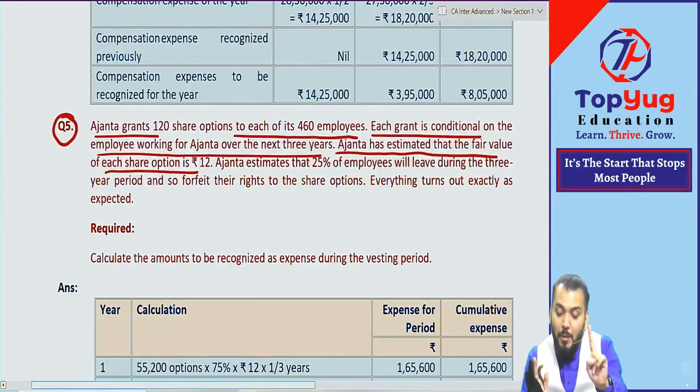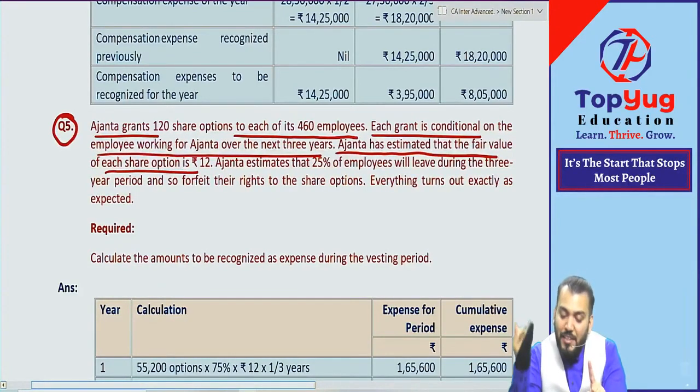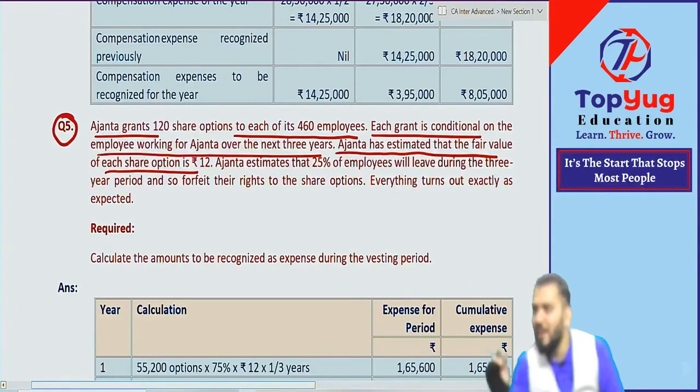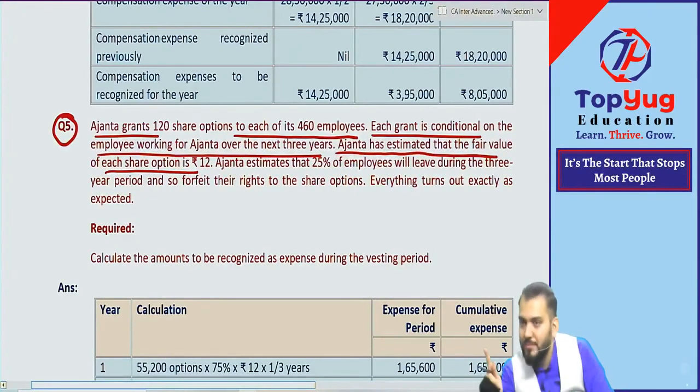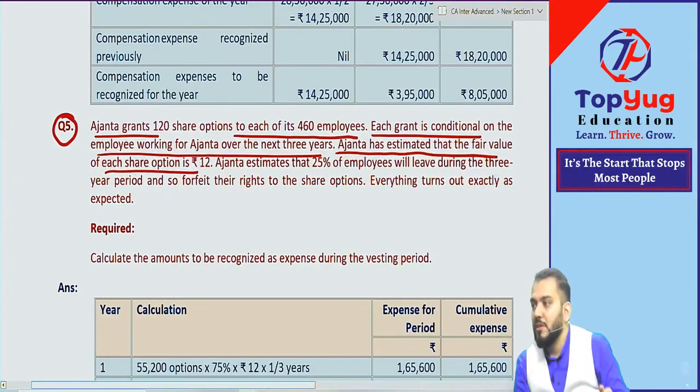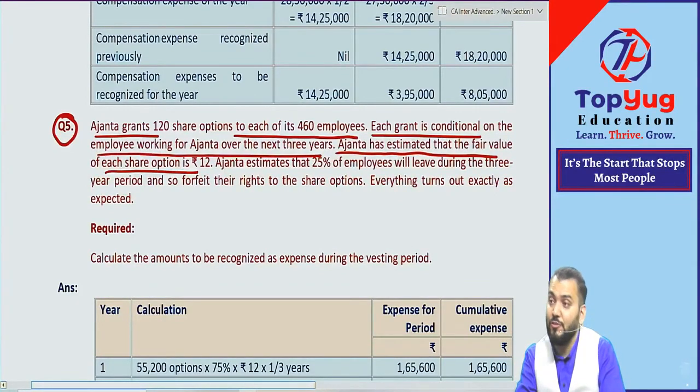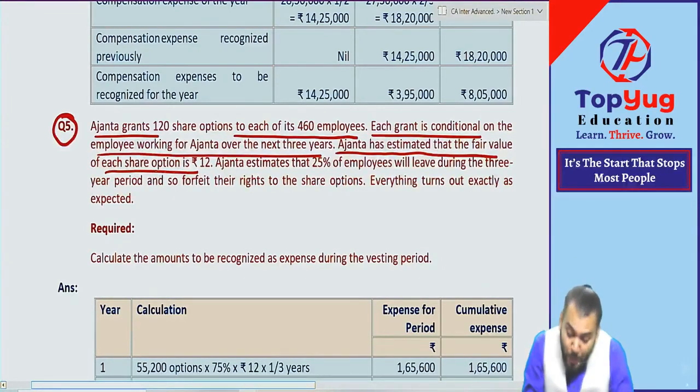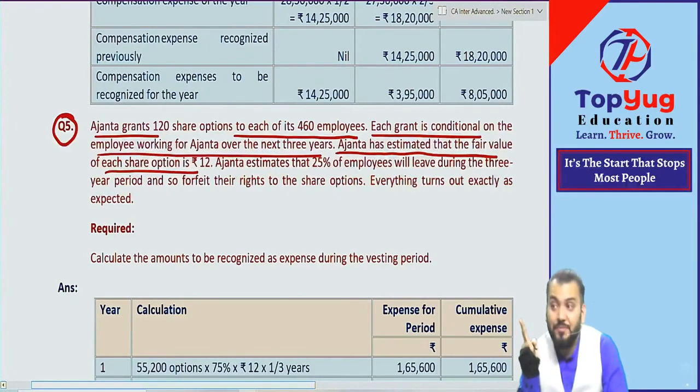Now they have given the fair value of the option. You can see in this question they have not given market price. They have not given exercise price. We don't want it also. We want the fair value of option. They have given the fair value of option. Now suppose if I had not given the concept of fair value of option, you would be confused in this question. Where is the market price? Where is the exercise price? You will be confused. It is fair value of option, not fair value of shares.